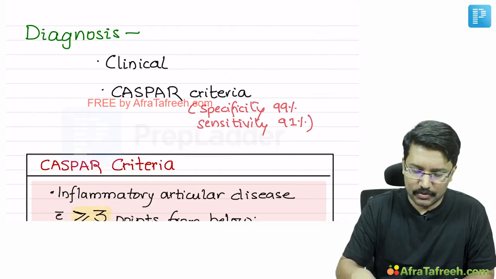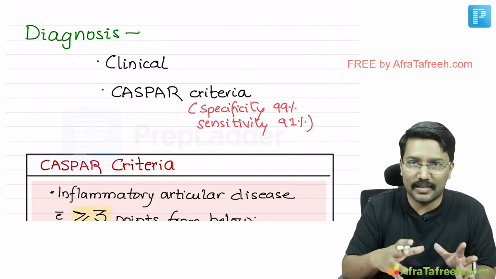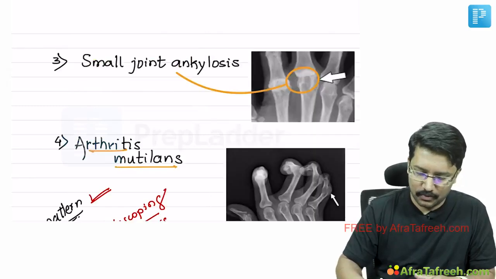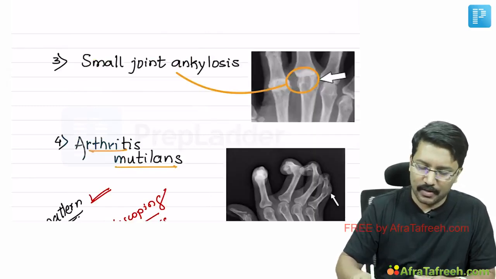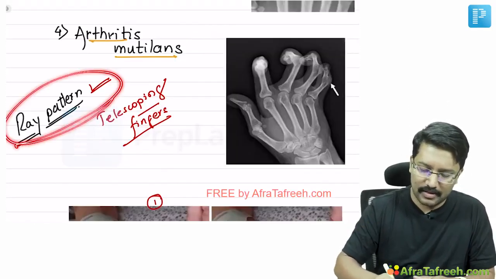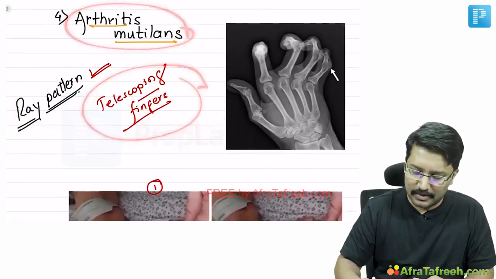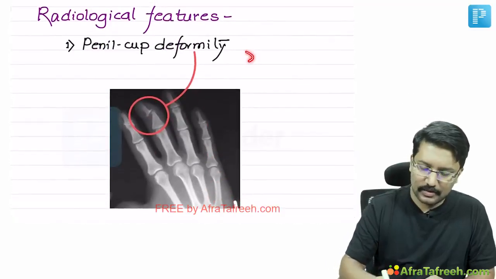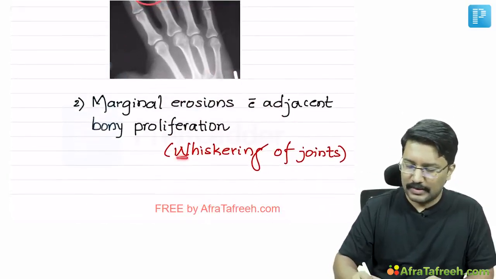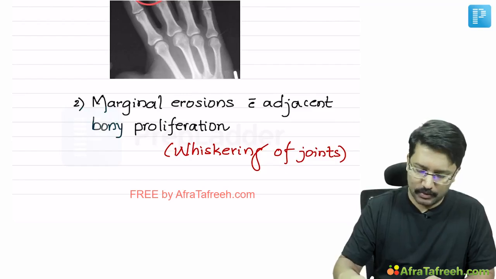Okay, now coming to diagnosis. So far we know what biochemical abnormalities we can anticipate. We know the radiological changes that are characteristically associated. Just to summarize, the ivory phalanx is one thing we know. We know the axial involvement and asymmetry. We know that there will be joint mutilation. We know that there may be a ray pattern of joint involvement, and joint mutilation might lead to telescoping of fingers. And we also know the characteristic deformity known as pencil-in-cup deformity. We know something about whiskering of joints, right? So I want you to remember these points. These are important radiological points.